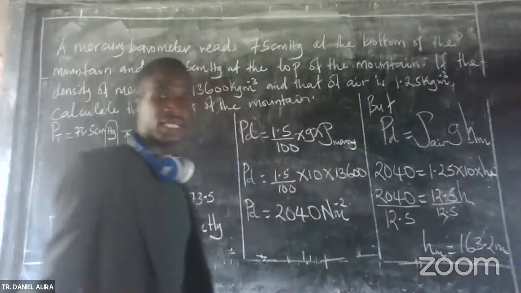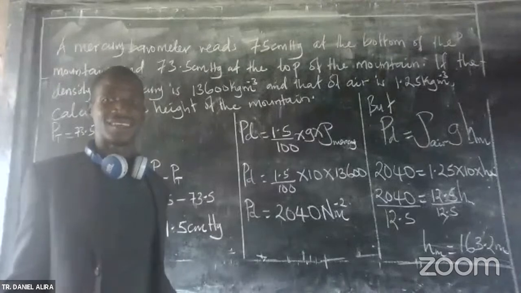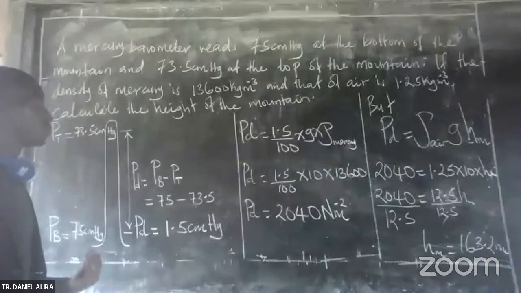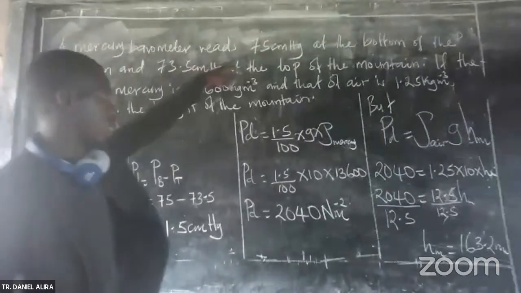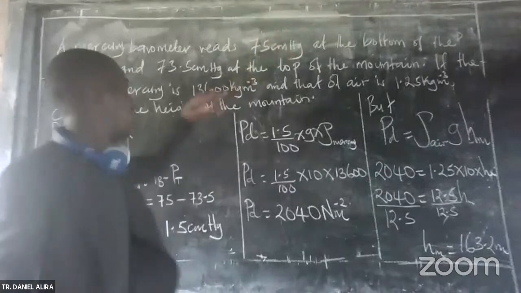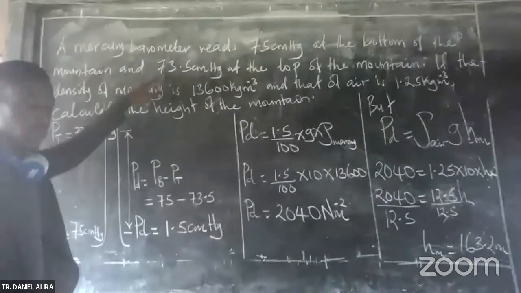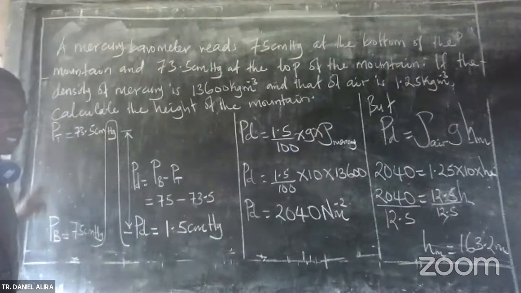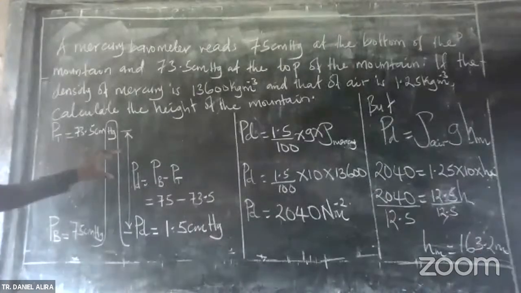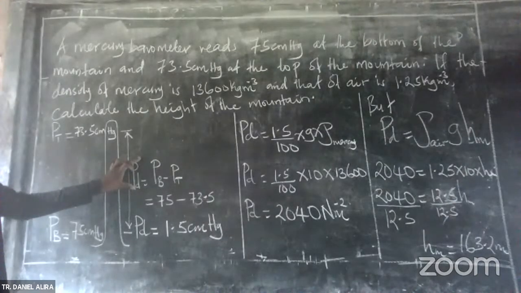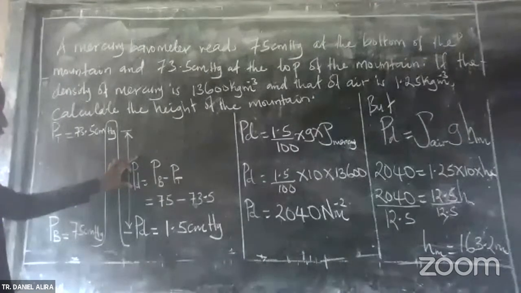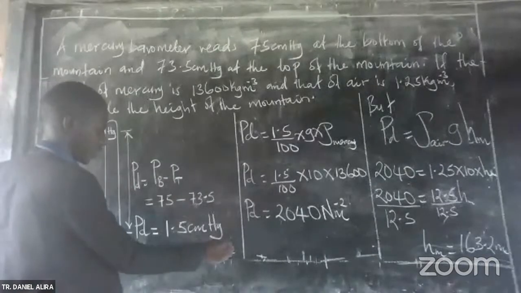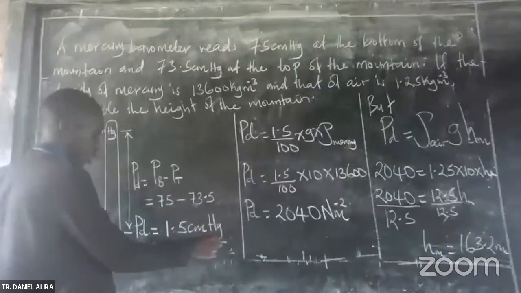163.2. So this will be the height of this mountain. Yeah, this is the height of the mountain. So they say that the natural parameter is this at the bottom and this at the top. So we shall have pressure at the bottom, pressure at the top. When you have pressure at the bottom and pressure at the top, we get the pressure difference. Pressure difference will be pressure at the bottom minus pressure at the top. So our pressure difference is exactly this.